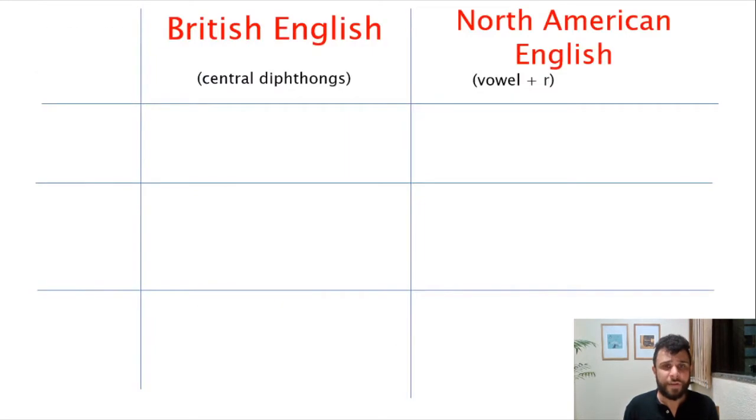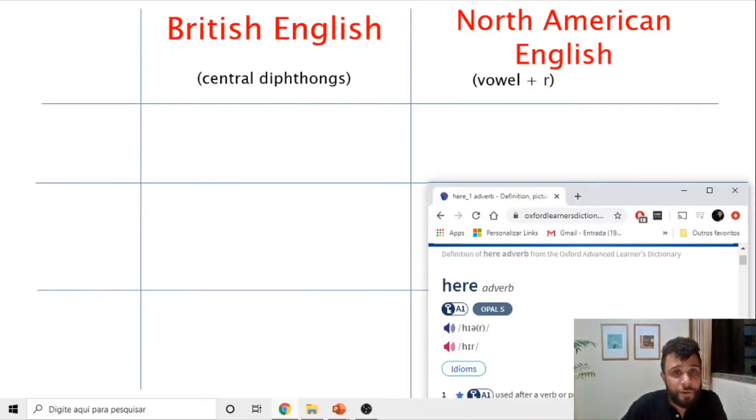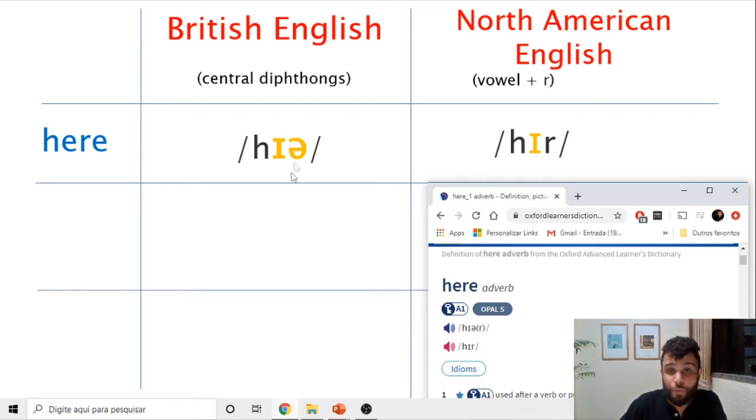Let's see what happens. So in British English, when you have a word like this, this is how it sounds. Here. And this is how you represent it. This diphthong does not exist in North American English. What we have is here. So take a look. Before we had a diphthong. Now the schwa sound dies and we add the r sound here. So here versus here. Alright.